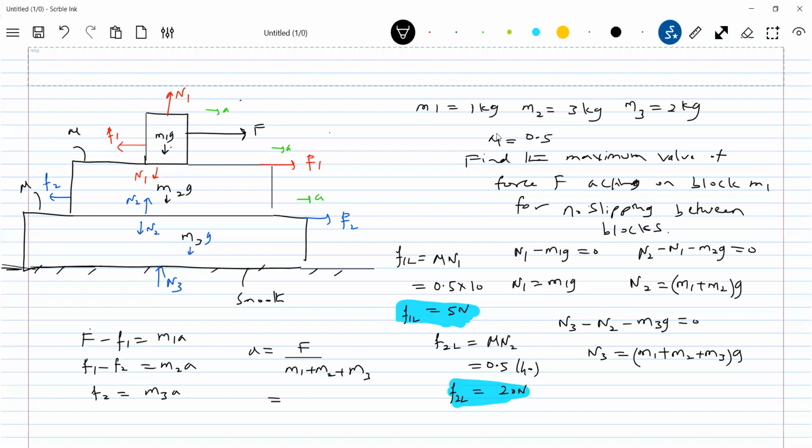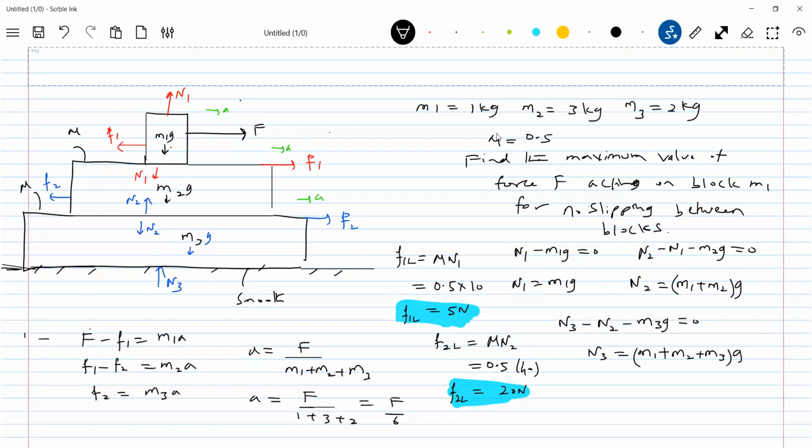What is the value of M1 plus M2 plus M3? This will be 6, so F by 6. After substituting the values, 1 plus 3 plus 2, I'm ending up with this. So what is the acceleration equal to? F by 6 here.